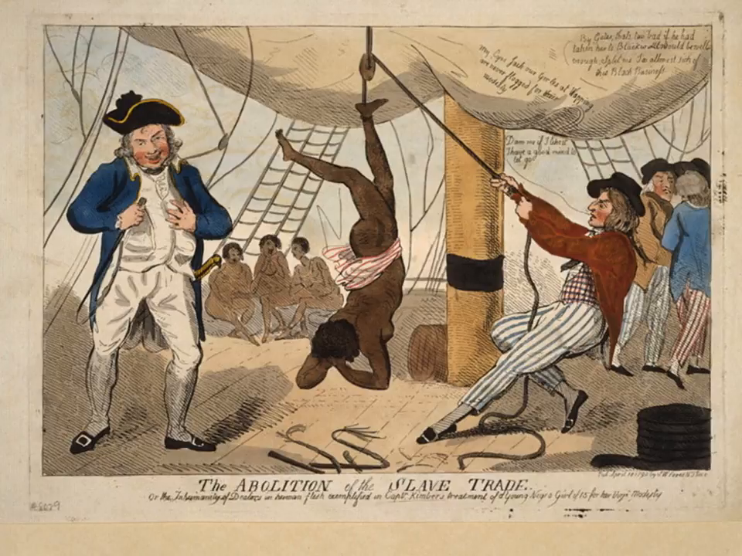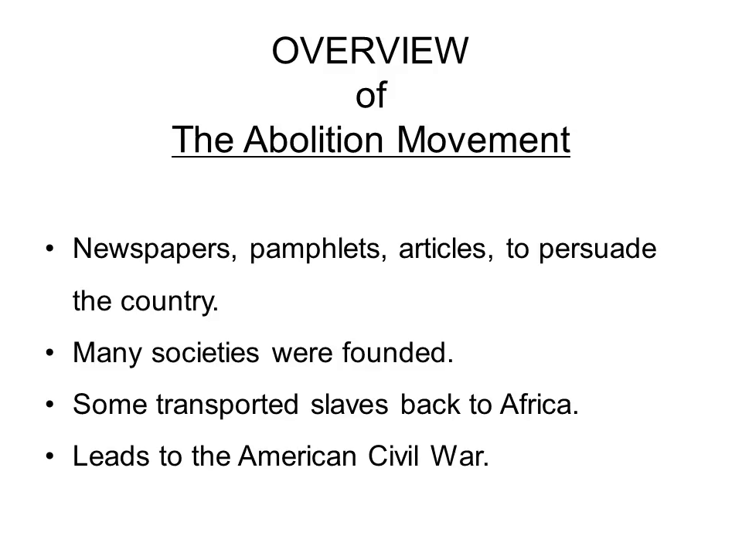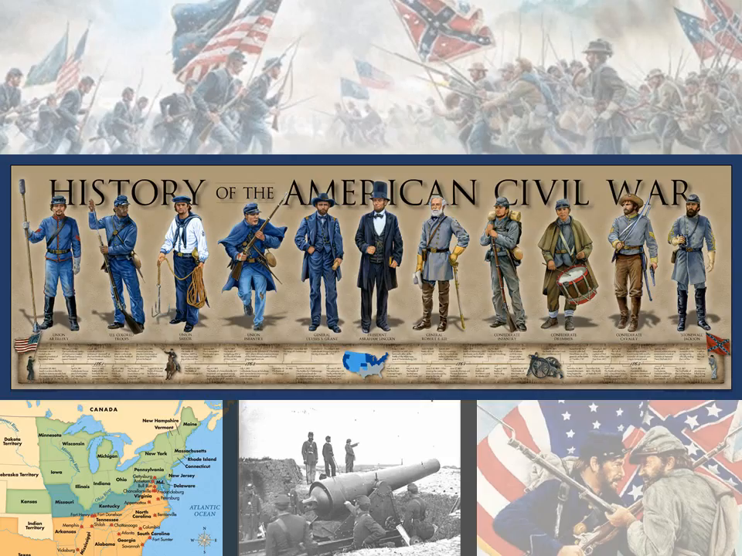Fairly soon, all forms of media such as newspapers, pamphlets, articles, and propaganda were written to persuade the rest of the country toward abolitionism. Many societies were founded as safe harbors for rogue slaves. Some freed slaves were transported back to Africa, while others actually traveled across the United States preaching anti-slavery. All of these factors tore apart the North and South, which eventually led to the American Civil War as we know it.